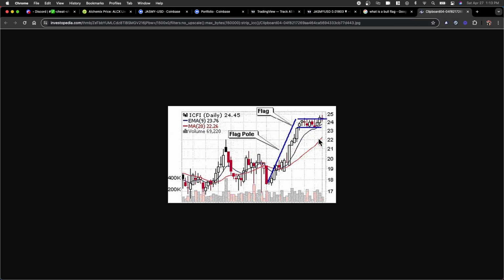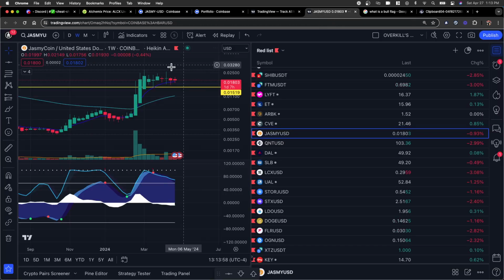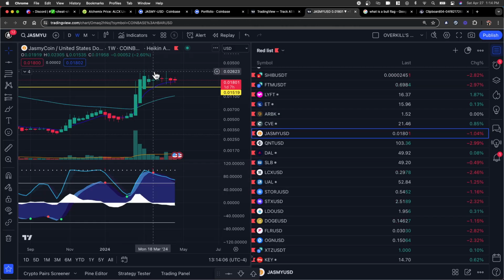I'm paranoid. I'm tripping. Look at this. Does that not look like a bull flag there? Bull flag. You got the pole, right? This is the flag pole, and then this is the flag.